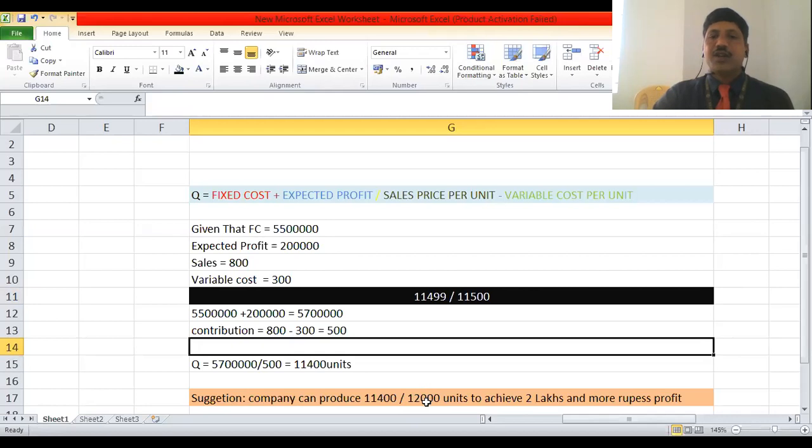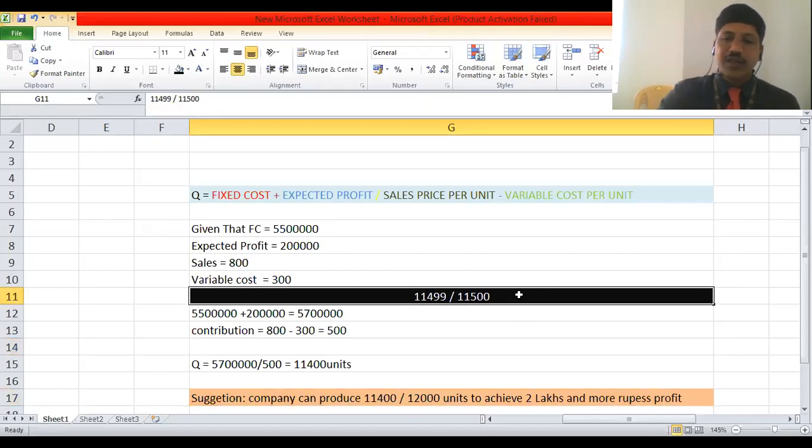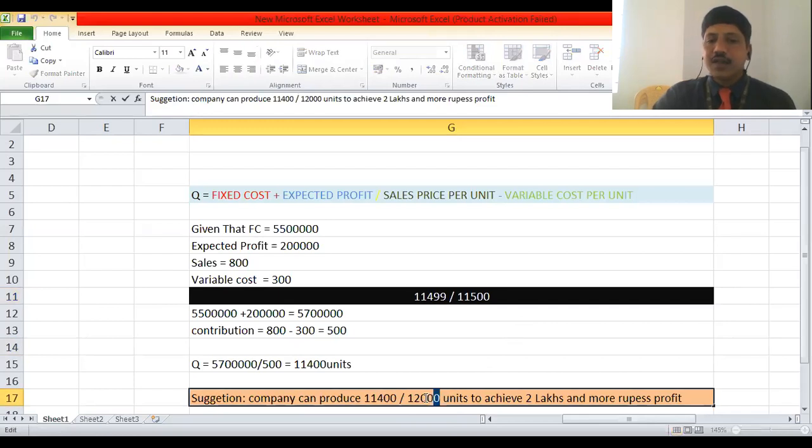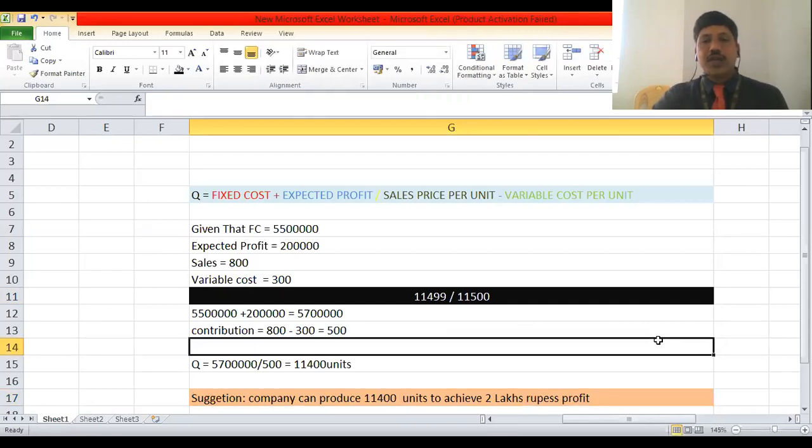Okay, so it is a round up value, it is not a calculated value, right? 11,400 or 12,000 is just a round up value. If you don't want to write 12,000, remove it, just go with 11,400. And here also you can remove "and more". You can write it as: company can produce 11,400 units to achieve 2 lakh rupees profit.